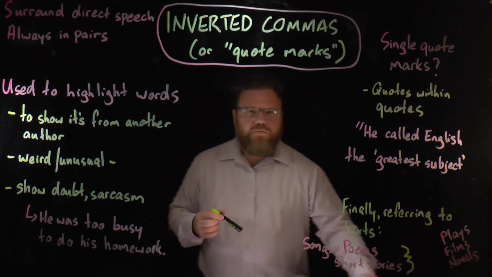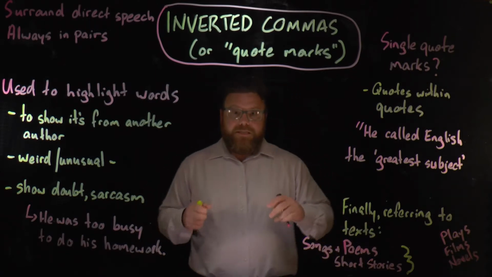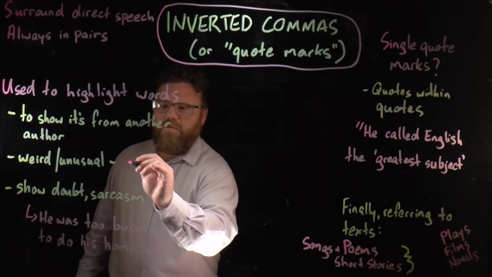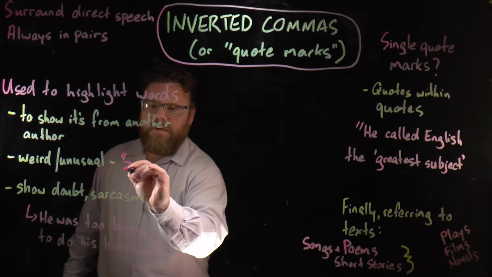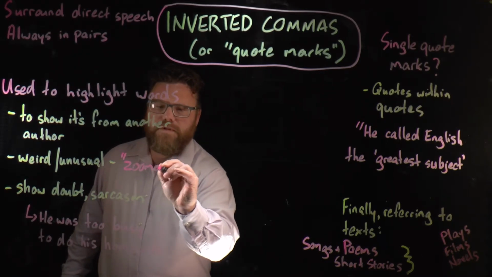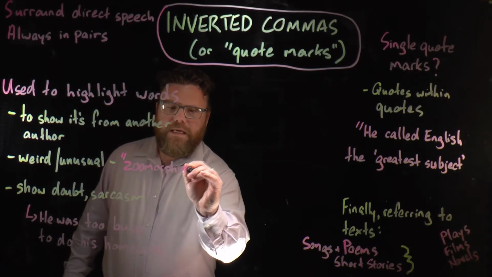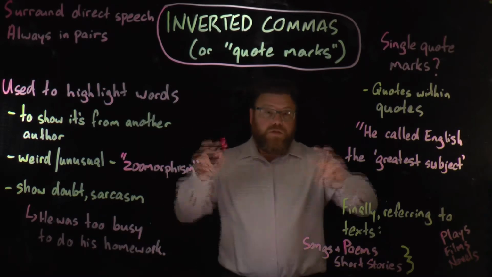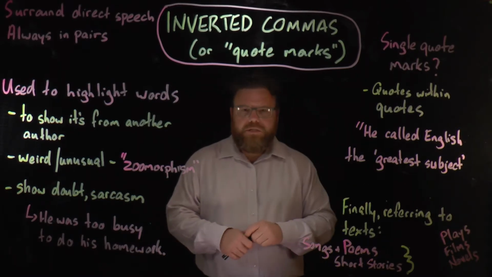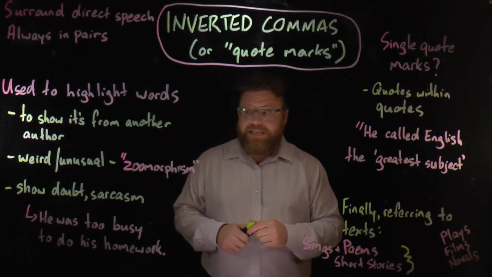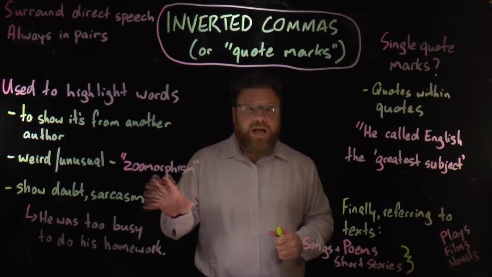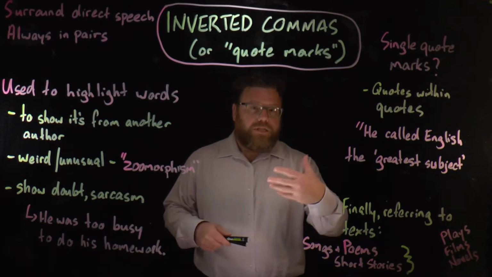That you're indicating to the reader that this is something called this thing that's a little bit strange or an unexpected word. So you might put a word like "zoomorphism" in quote marks when you're maybe describing what it is. Zoomorphism is, and then explaining what the literary technique is. And lastly, you might use quote marks to show some doubt or sarcasm in what is being said.